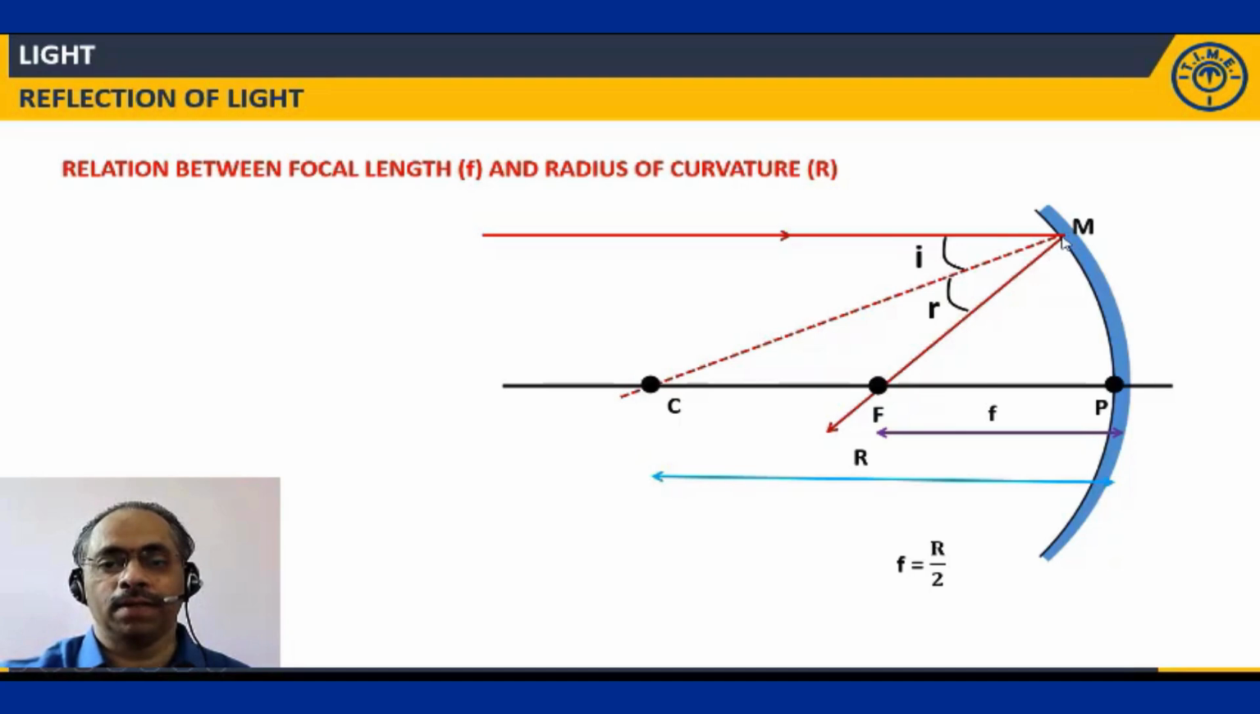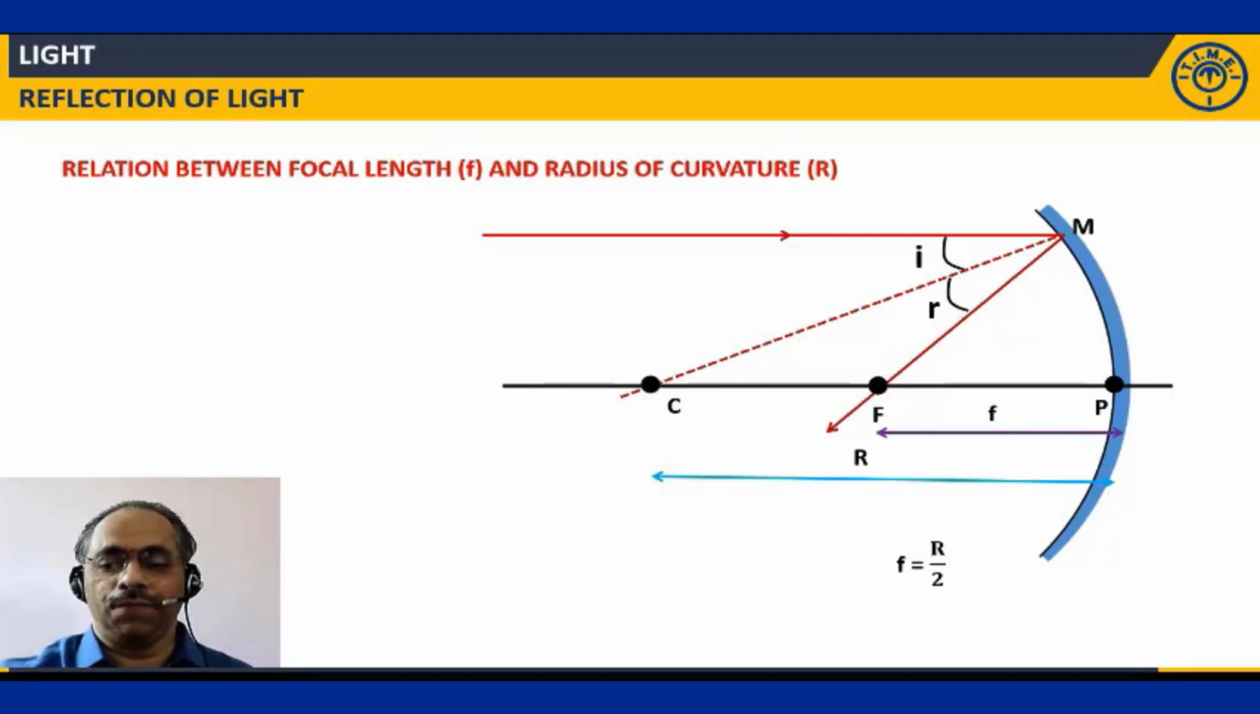In such a case, what will happen? The angle between the incident ray and this CM will be the angle of incidence I, and the angle between the reflected ray and the CM will be the angle of reflection R. So angle I is equal to angle R. We all know that because it follows the laws of reflection.